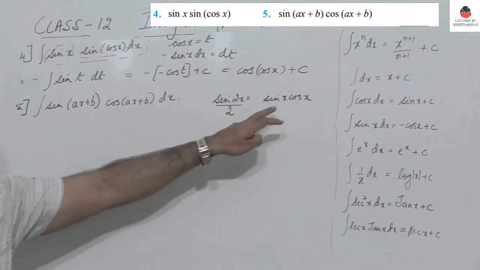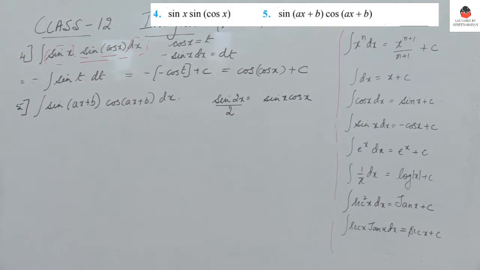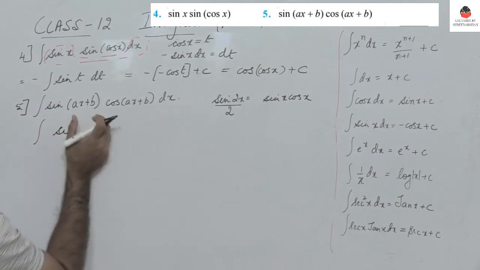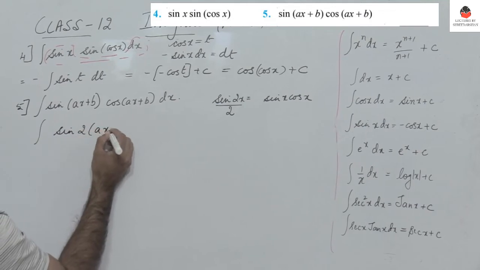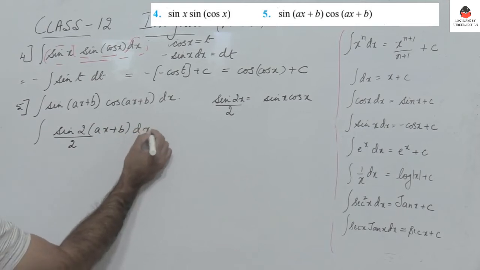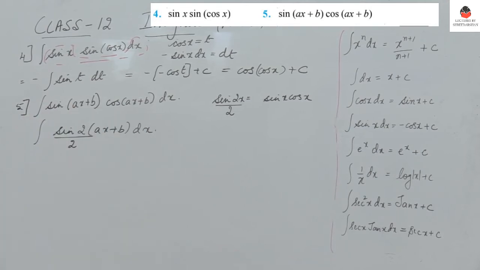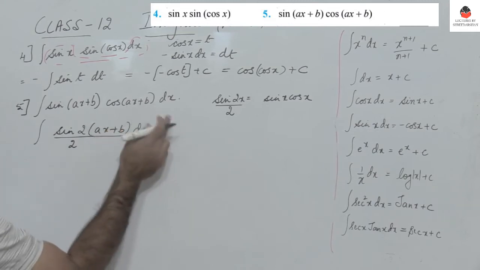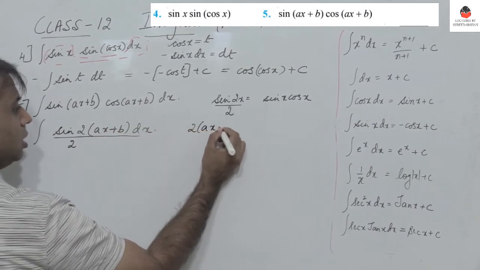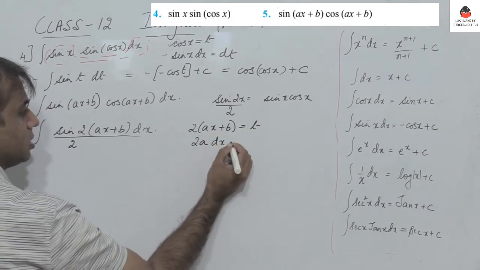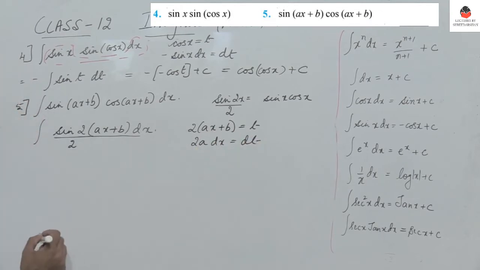So instead of x, I have ax plus b. So this can be written as sine of, instead of x, I have this term 2 into ax plus b, divided by 2 dx. Alright, so now we have to perform substitution. I have this expression 2 into ax plus b. So put that equal to t. 2 into ax plus b equals t. So 2a dx is equal to dt.